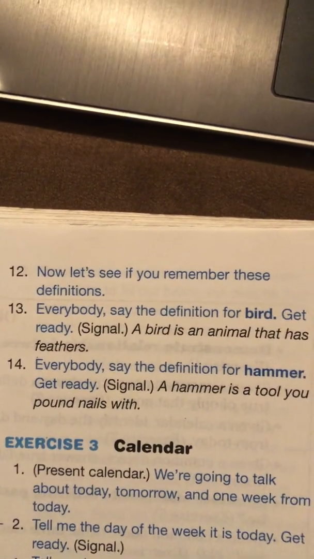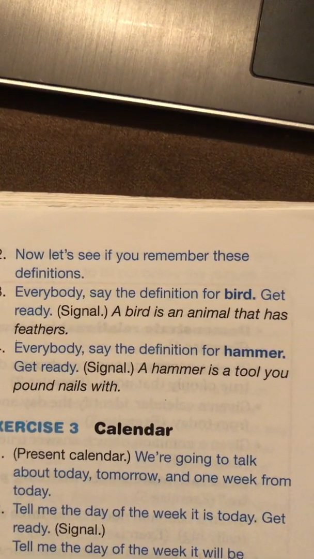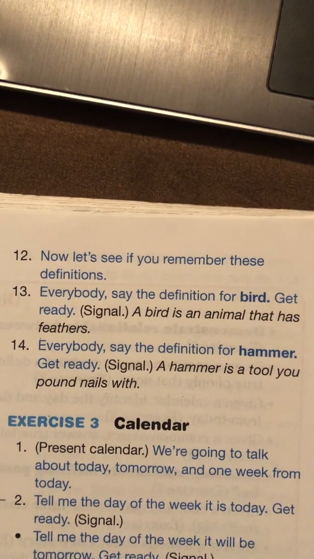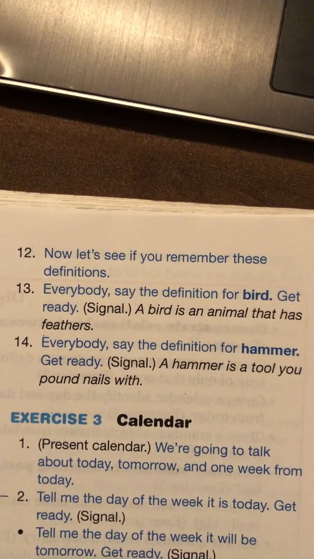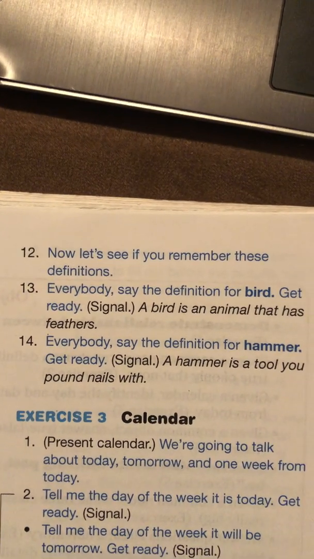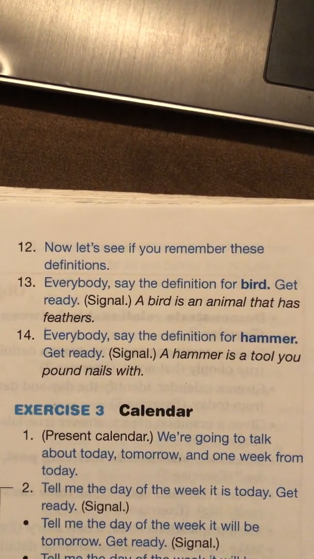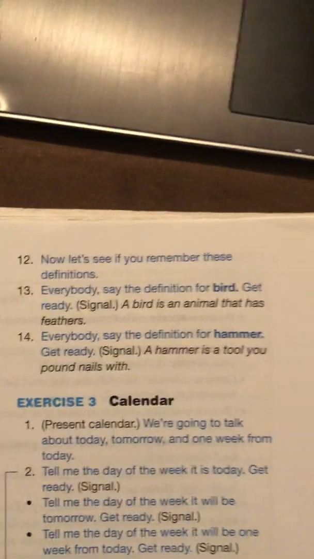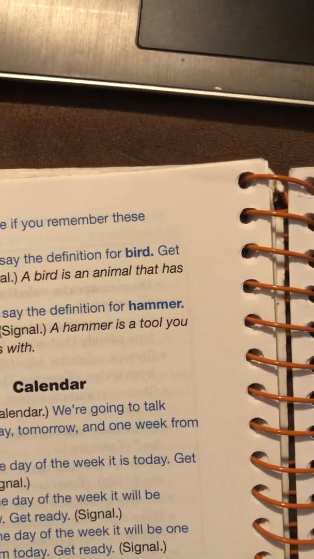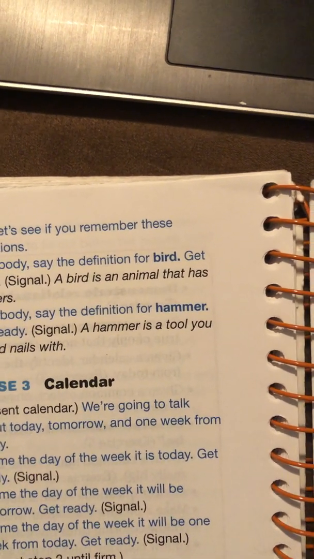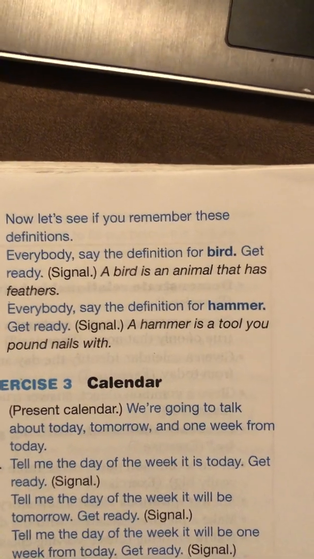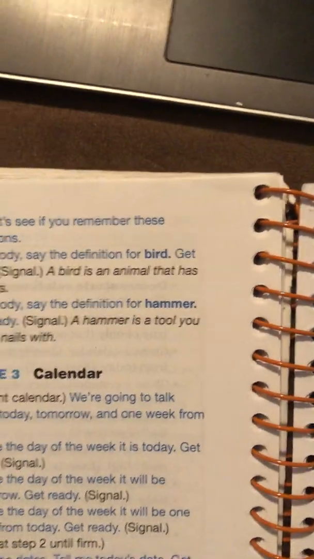Everybody say the definition for a bird. Get ready. A bird is an animal that has feathers. Good job. Now everybody say the definition for hammer. Think about it. Get ready. A hammer is a tool you pound nails with. Good job, friends.